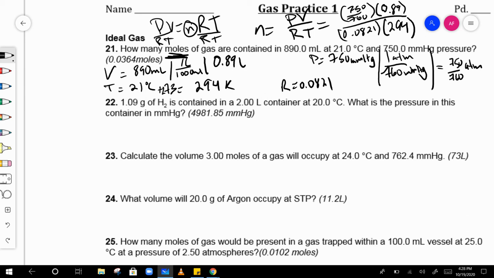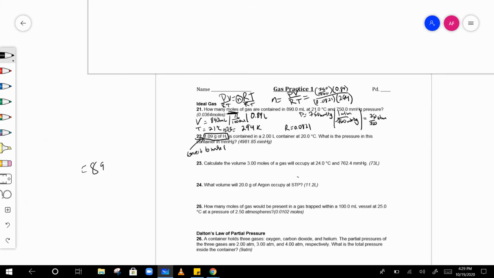For number 22, you have 1.09 grams of H2, so you have to convert that to moles. For 24, STP. So temperature is 273 and pressure is 1 atm. So keep that in mind. Just pointing out a couple of things there.